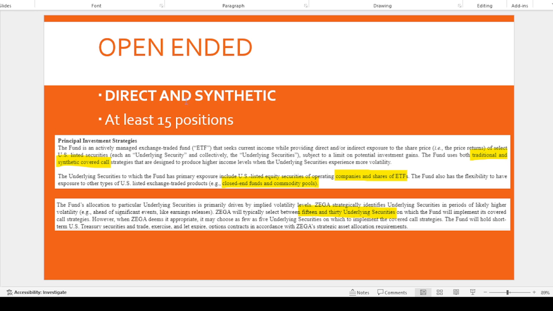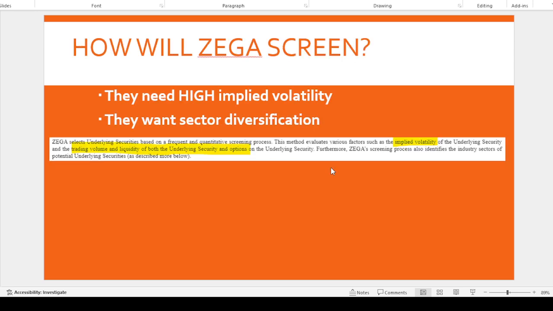So since ULTY is open-ended, they also wrote that there's going to be direct covered calls and synthetic covered calls, and that there's going to be at least 15 positions. So you can go look at this yourself on the updated ULTY prospectus. And I'm really hoping that this will come out sooner rather than later.